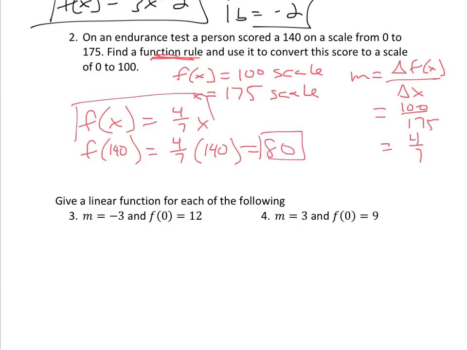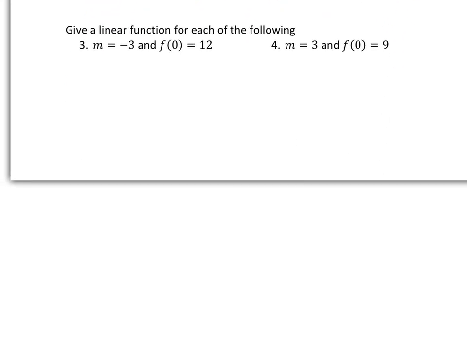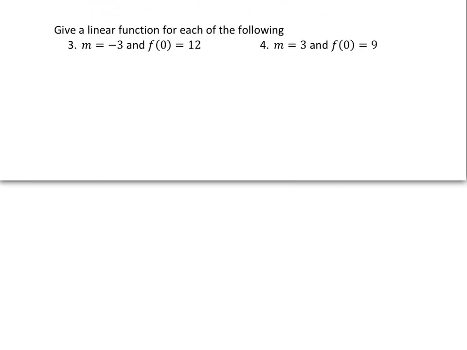Bam, bam, all done. Okay, all right, now just a bunch of things, finding the equation of a line basically given some information. So first couple are pretty easy. I give you the slope and I give you a point. Remember, if I give you f of a number equals another number, that's me giving you a point. This is the same as point (0, 12), right? Because x is 0 and y would be 12.